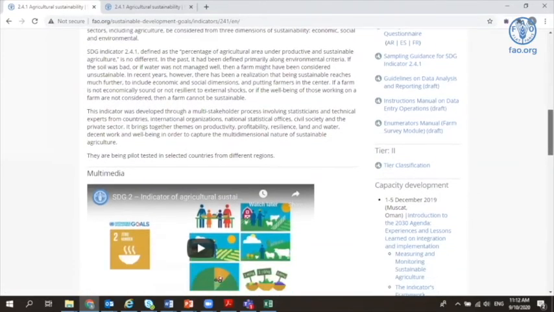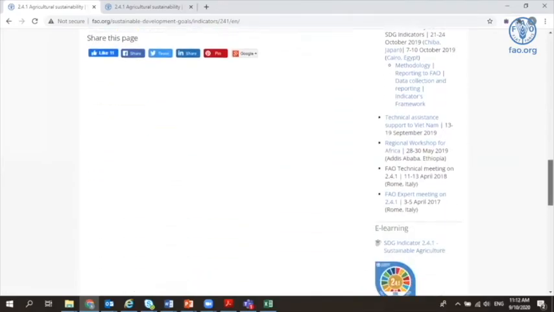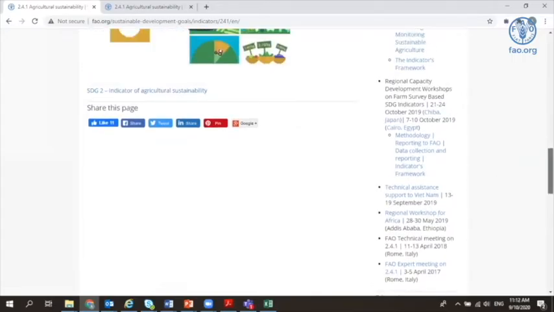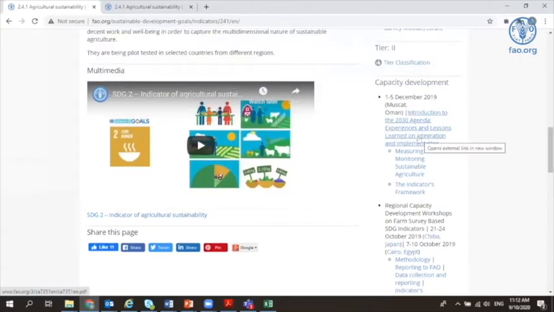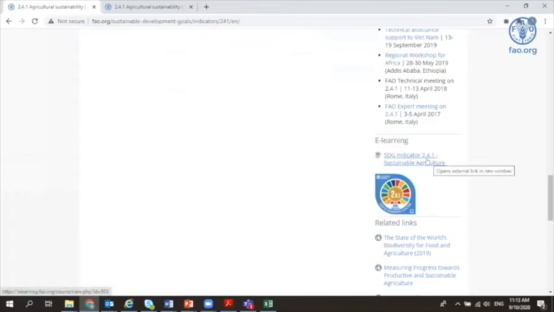Plus, all our capacity development efforts back in 2019 and for the previous years have been captured in this part. So by clicking on these links, you will not only see the concept notes, but also the presentations that were presented back then to these countries. And of course, the e-learning course that we have developed for SDG 2.4.1: by clicking on it, it will take you to this resource, and you can take this course at your own convenience to familiarize yourself more with the indicator.